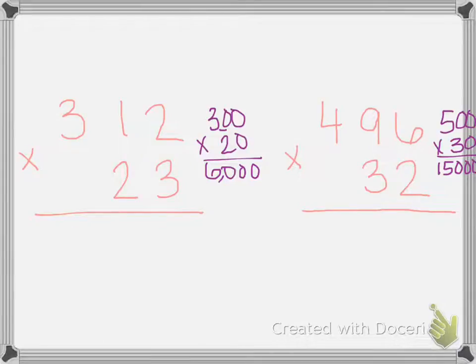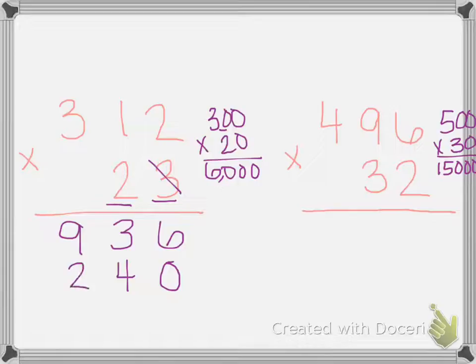Now to actually solve, I'm going to focus on my ones first. 3 times 2 is 6. 3 times 1 is 3. 3 times 3 is 9. So now that I'm done with my ones, I'm going to move on to my tens. Since I'm in my tens place, I need to put a 0 in my ones place. 2 times 2 is 4. 2 times 1 is 2. 2 times 3 is 6.